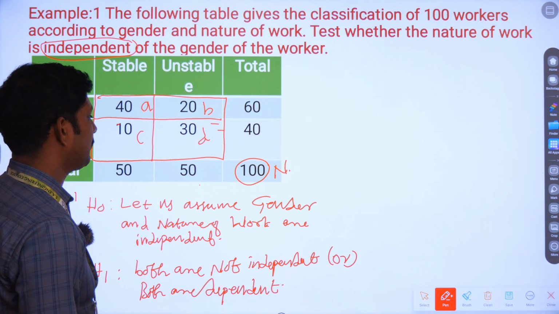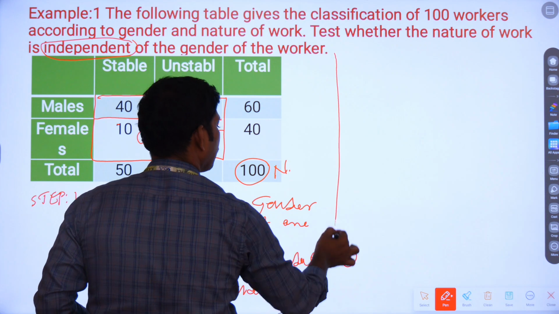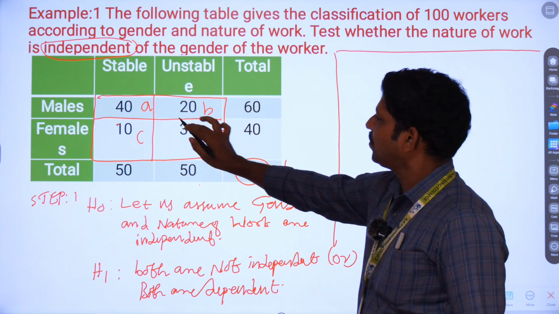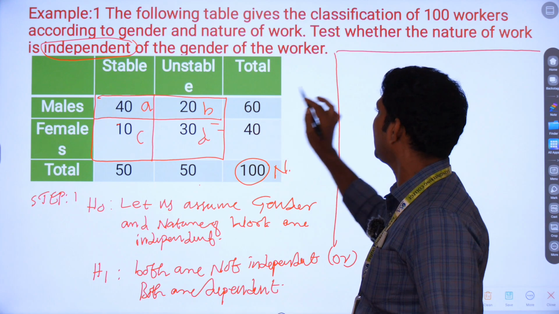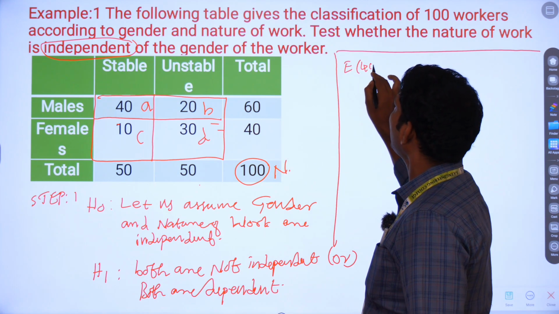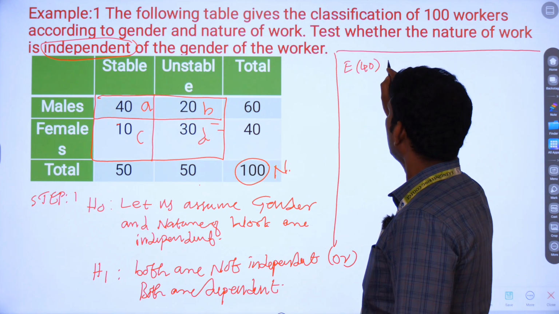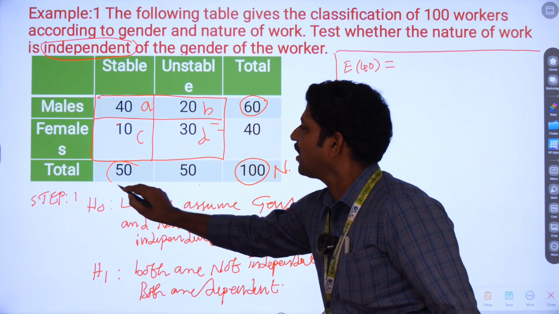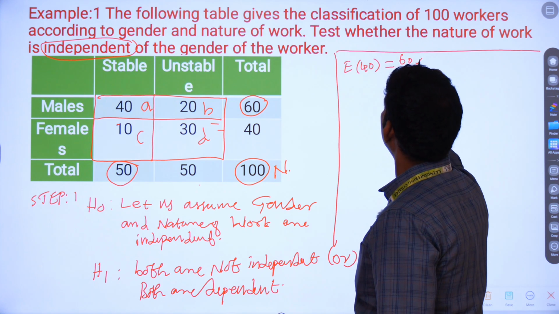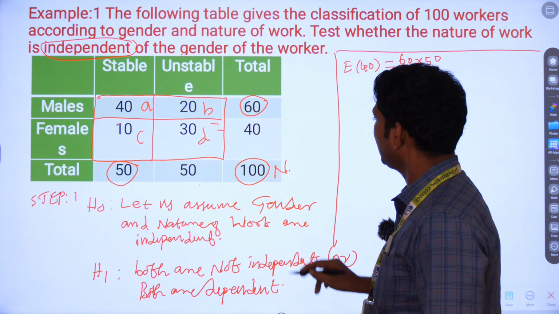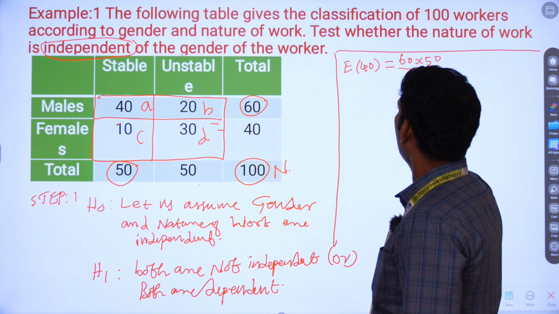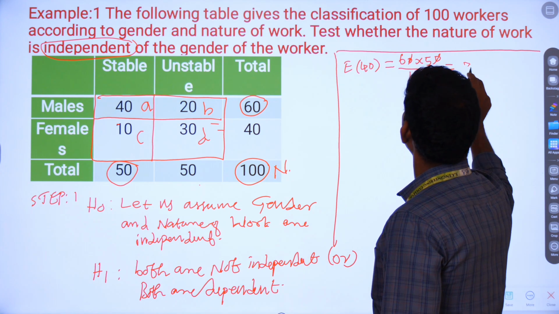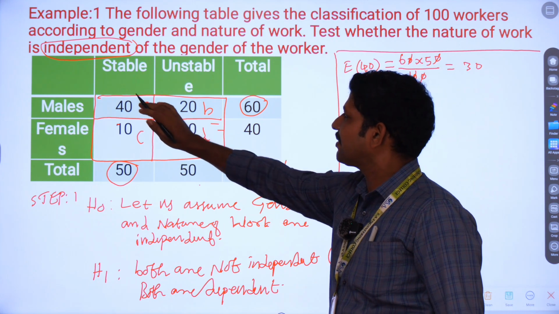Next, step 2: we need to find the expected frequency. We indicate the expected values of A, B, C and D. The expected value of 40 is equal to row total times column total divided by total frequency: 60 into 50 divided by total frequency 100. Clearly the two zeros get cancelled, remaining 6 fives are 30. That is the expected value of the first one.